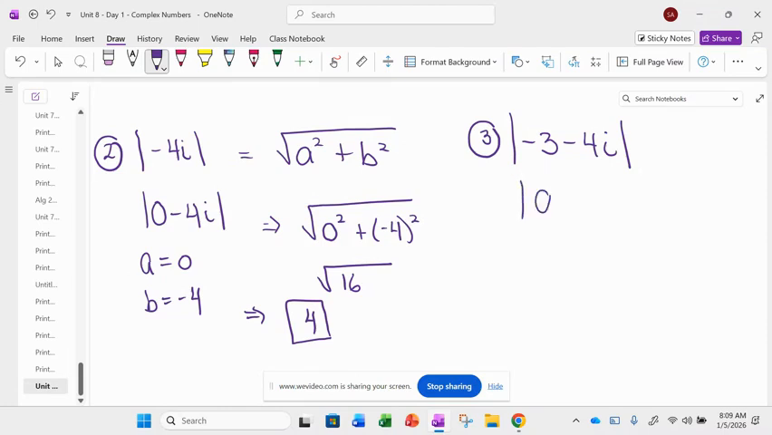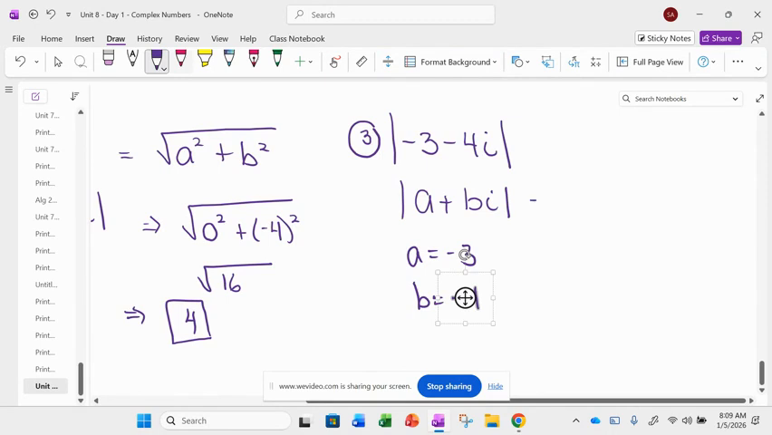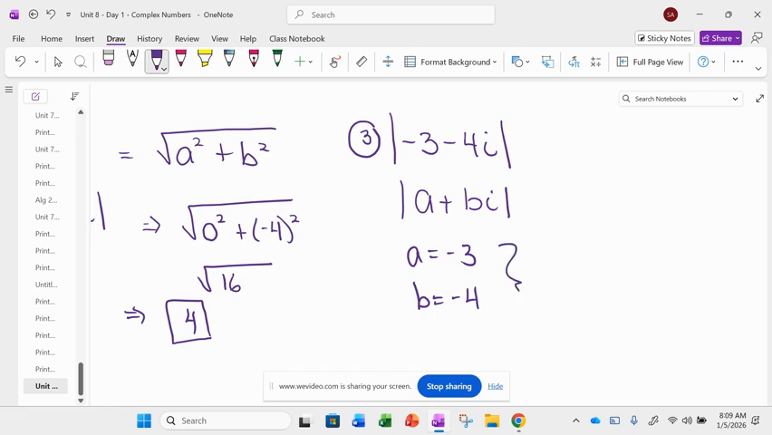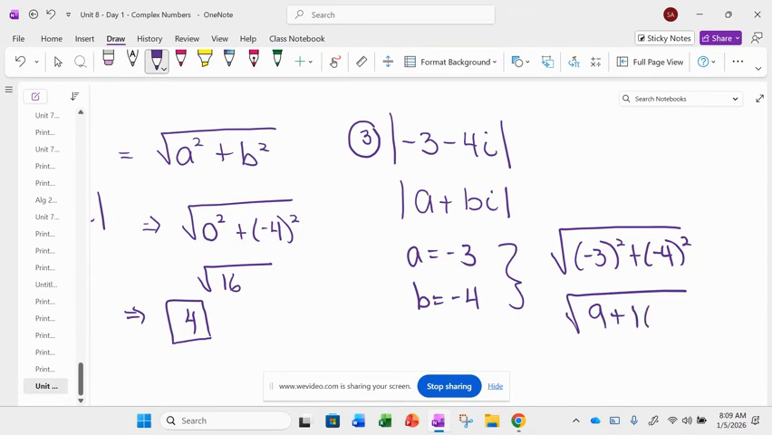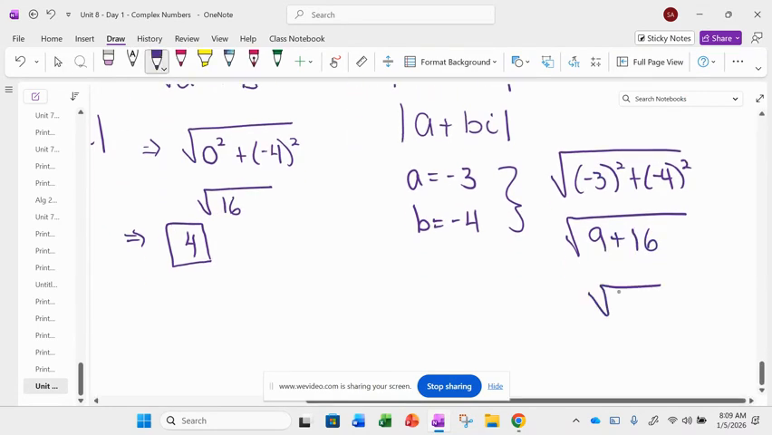So this is in a good format. This is in the a plus bi form. So here our a is negative 3, our b is negative 4. So now we're going to take the absolute value and say the square root of negative 3 squared plus negative 4 squared. So we have the square root of 9 plus 16. And we have the square root of 25, which is 5.